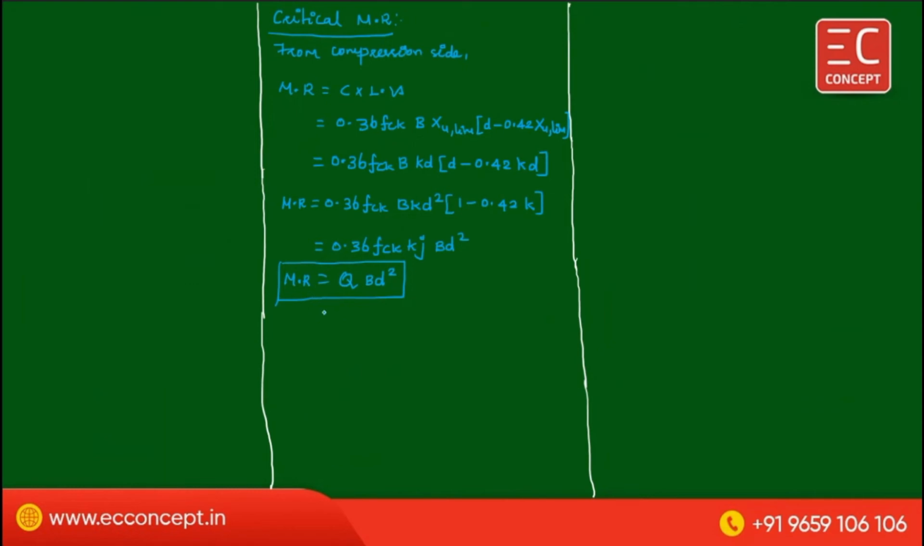Now we can see what we can do, where Q is equal to the moment of resistance factor. How much is this? 0.36 FCK K J. What is K? And J is 1 minus 0.42 K, and K is the neutral axis depth factor.